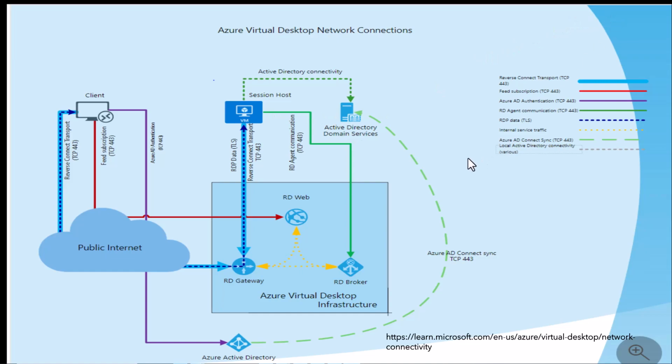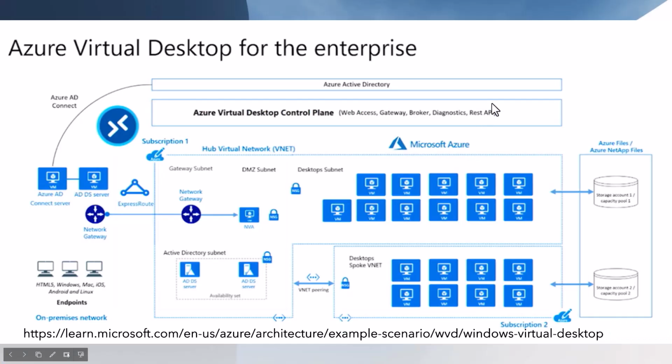Moving on to the next slide. So this is some more detail. If you are interested, you can look at this, or you can move on to the next slide. So Active Directory, and then you can see the Azure Virtual Desktop control plane: web access, gateway, broker, diagnostics, all those things. These are managed by Azure itself. We don't need to worry about them. These ones will be managed by us: the Active Directory subnet, and VNet peering if we have another subscription for AVD.